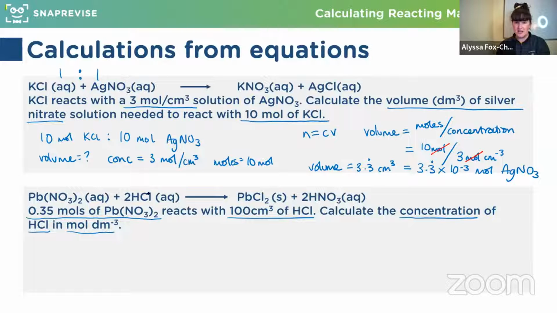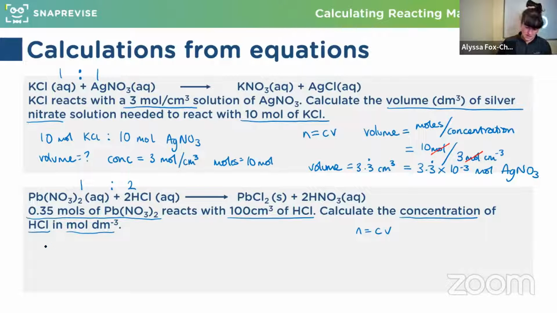We've been given a volume of HCl, but a molar amount of lead nitrate. Our equation is the same, n equals CV. Moles equals concentration times volume. I'm trying to calculate concentration, so I'm going to need moles and volume. I haven't got moles of HCl though, I've got moles of lead nitrate. So how do I get moles of HCl? Well, my moles of lead nitrate are 0.35. What's my ratio? Again, I've been given my balanced equation. It's a 1:2 ratio this time. So if I have one lot of lead nitrate, I need twice as much hydrochloric acid.